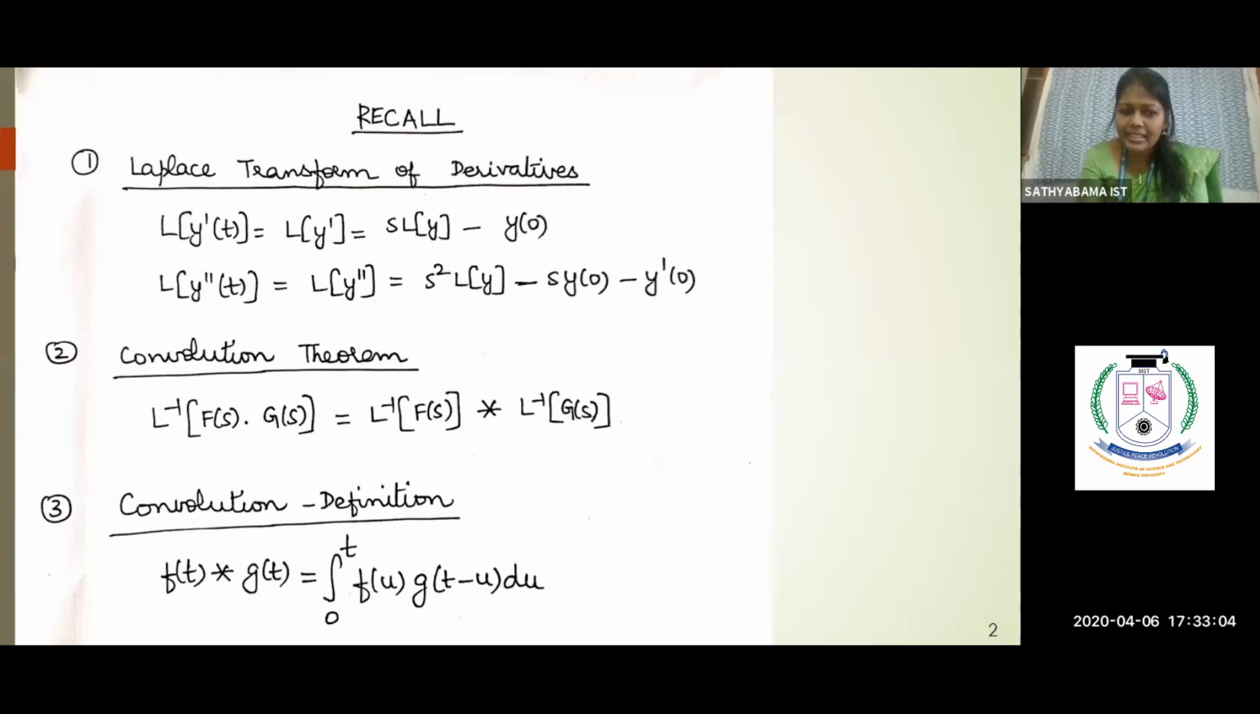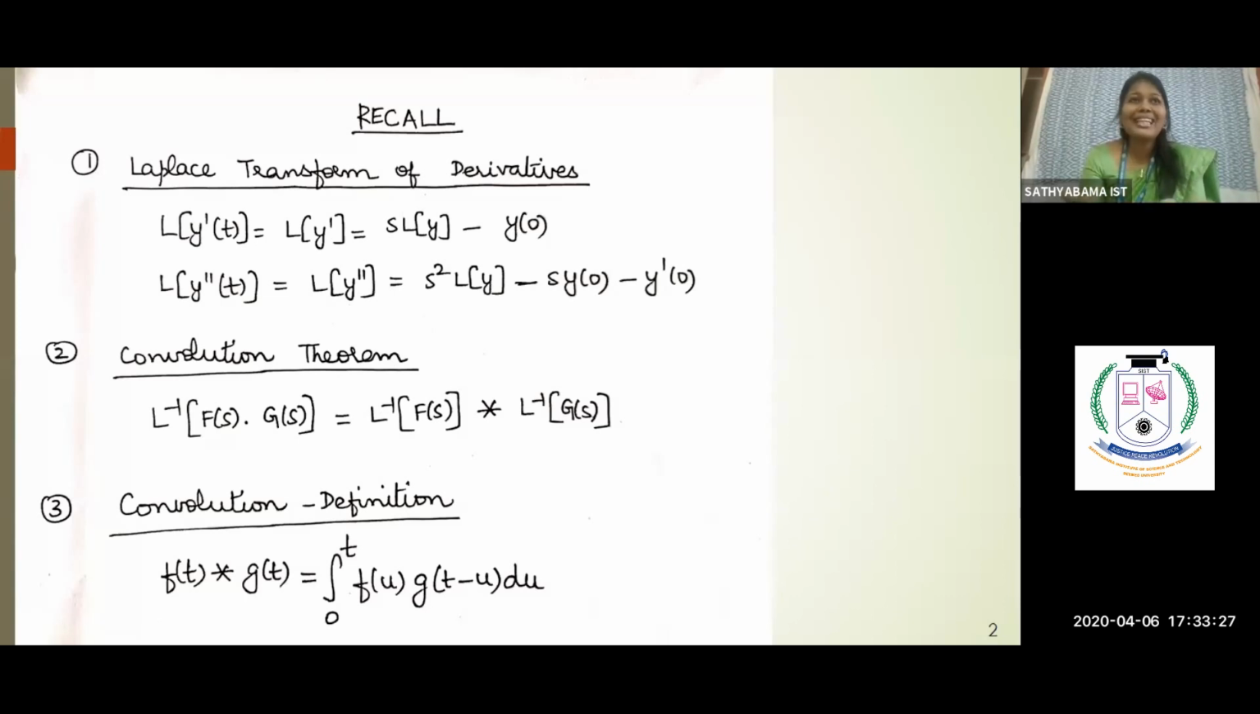So when can I apply this theorem? When I have to find L inverse of a product of two functions, where one is f of s, the other is g of s. Only then I can apply this theorem. And according to this theorem, it will be L inverse of the first function, convolution L inverse of the second function.